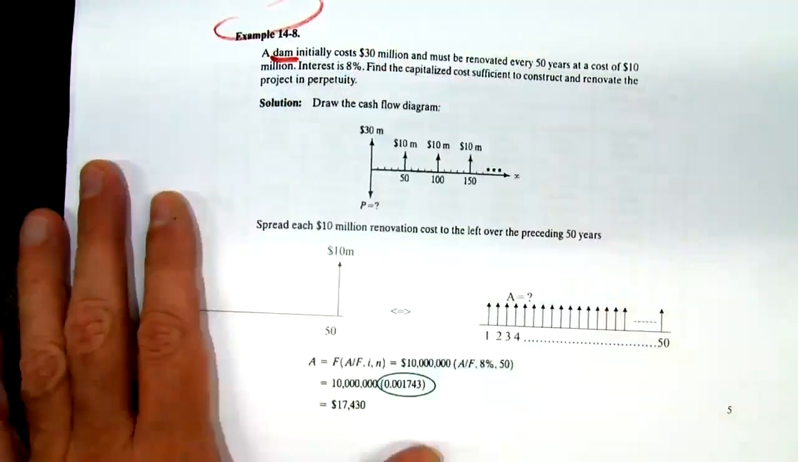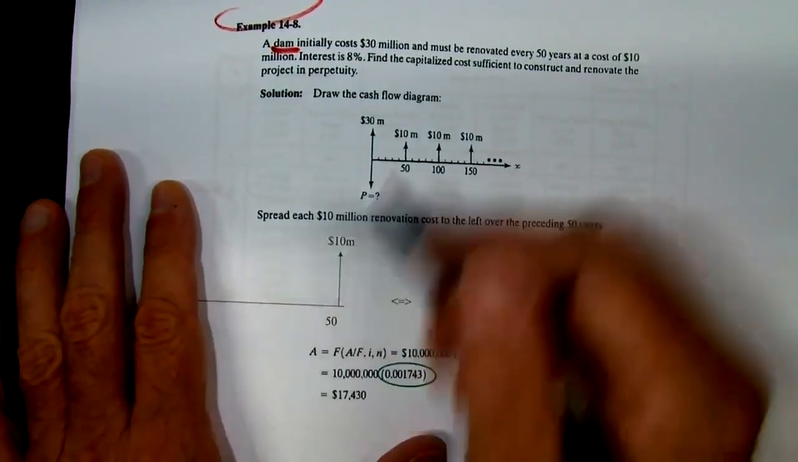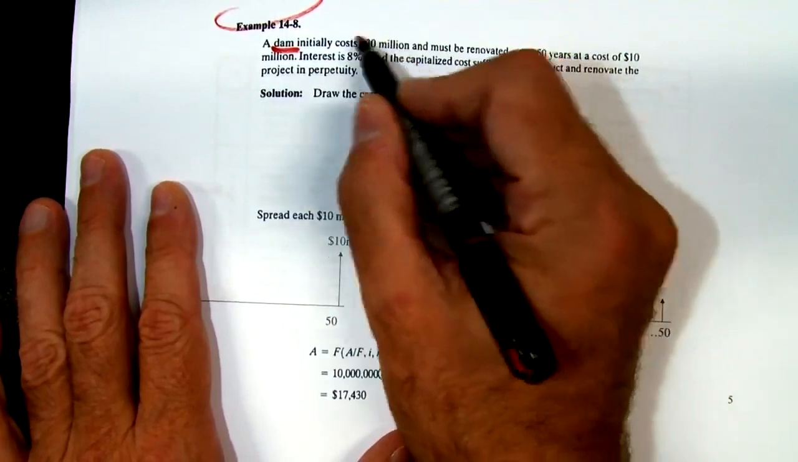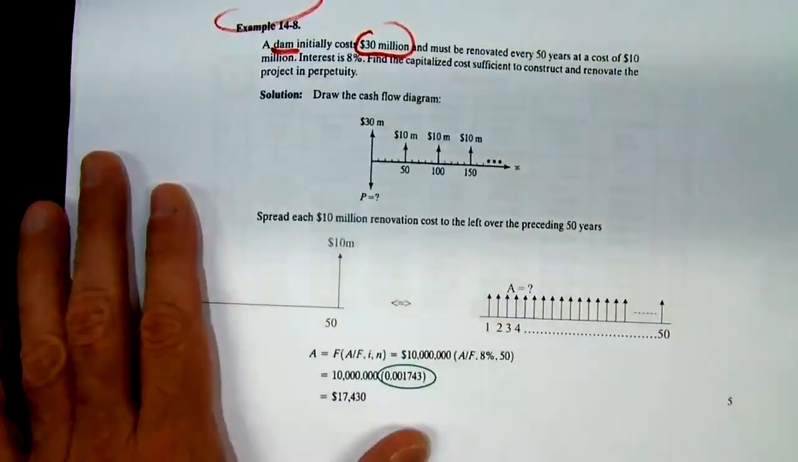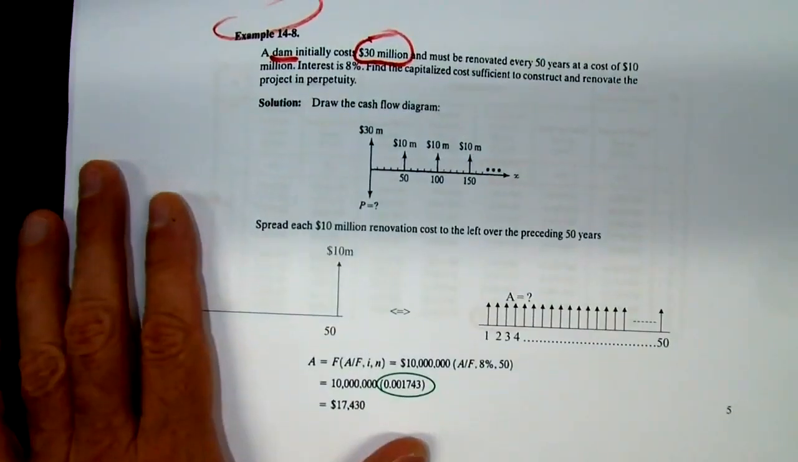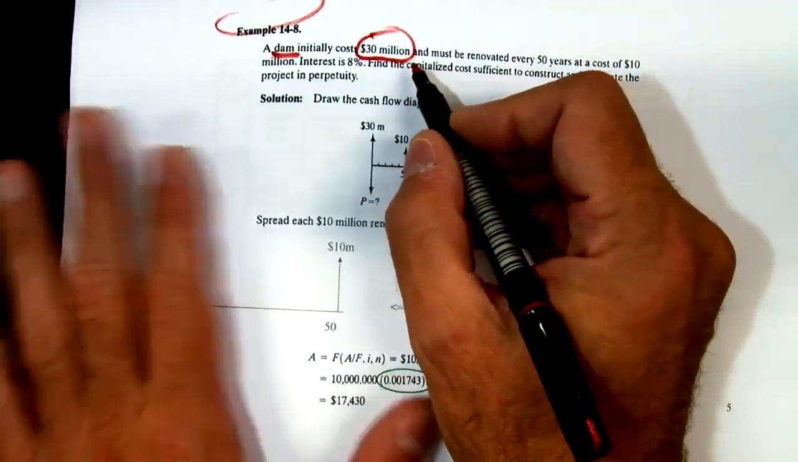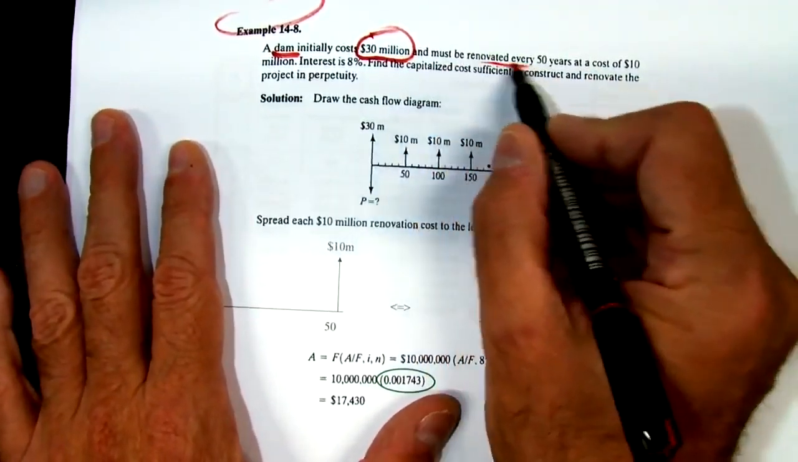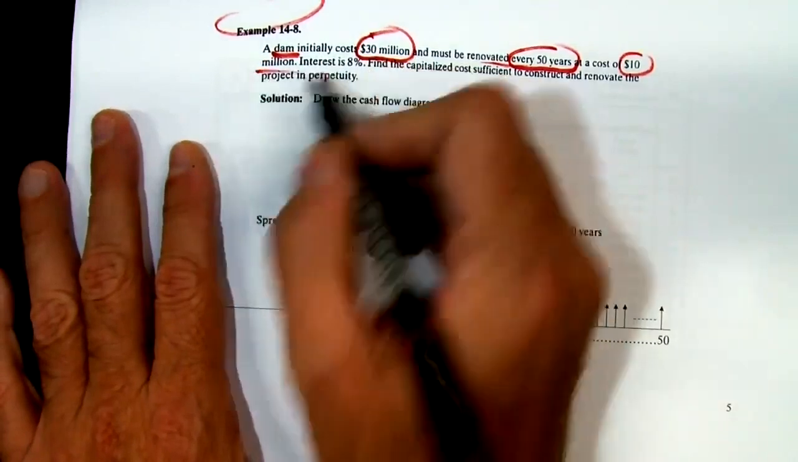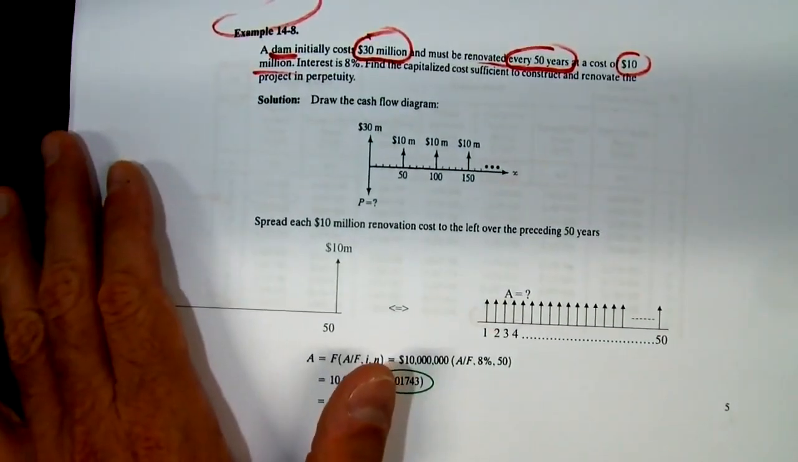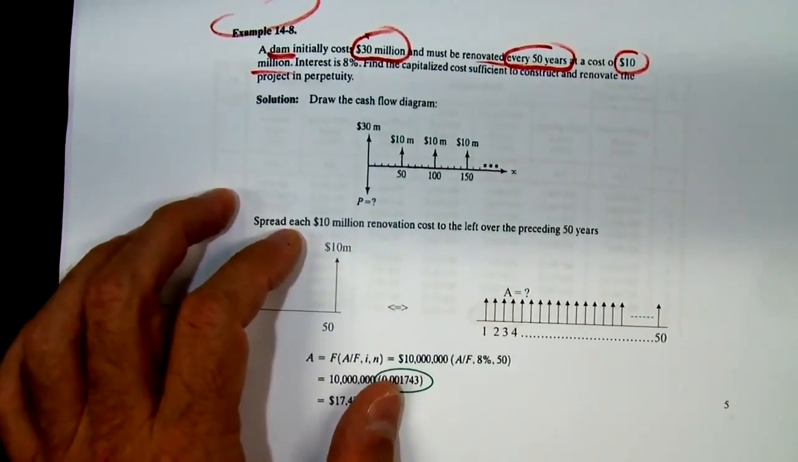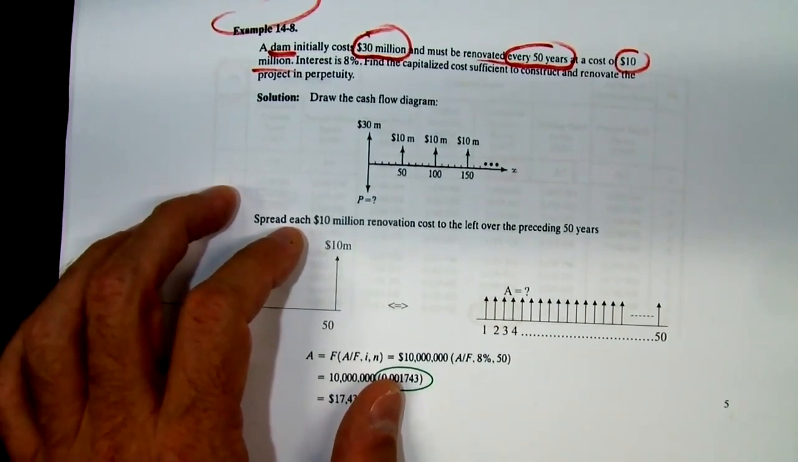A dam, a very large civil engineering project, is set to be built. The initial cost of this dam is estimated to be $30 million. Very high amount of money, obviously, but it's not uncommon for a civil engineering project. And it's expected that it must be renovated every 50 years at an estimated cost of $10 million for every renovation. So this is the projected cash flow of the dam project, a very simplified projected cash flow of a dam.